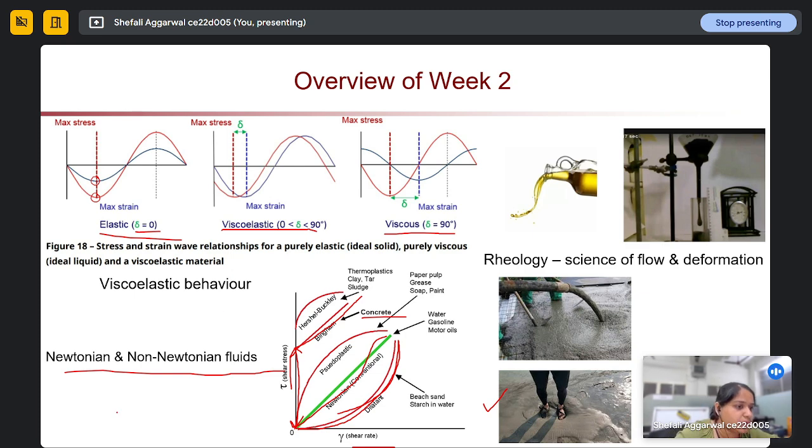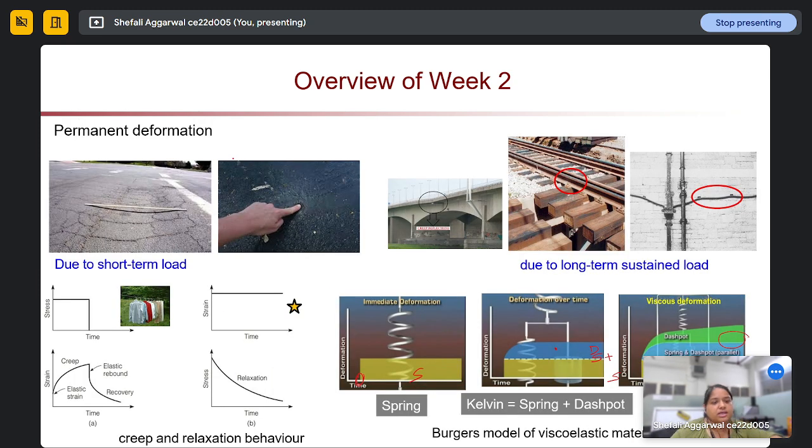The next thing is permanent deformation in various materials. Due to short-term loads, mainly on roads, because of multiple loading or settlement of the soil underneath the road, there is a rutting problem in our roads. Another thing is that because of too much heat, sometimes our bitumen will start compressing. That is also one type of permanent deformation due to short-term loading.